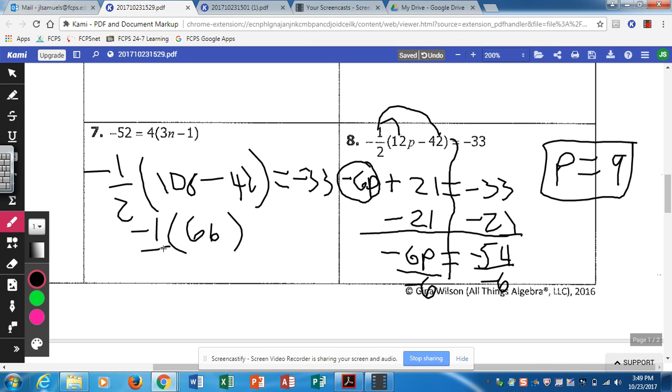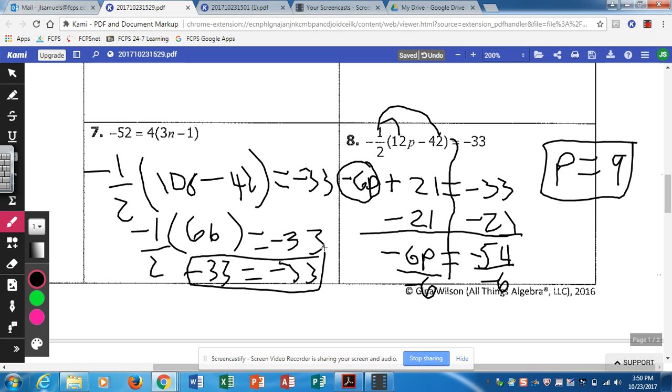That leaves us with negative 1/2 times 66. And we know that a positive times a negative equals a negative. And we're just dividing 66 by negative 2. And we end up with negative 33 equals negative 33. And we have a true statement, so we know we are done.